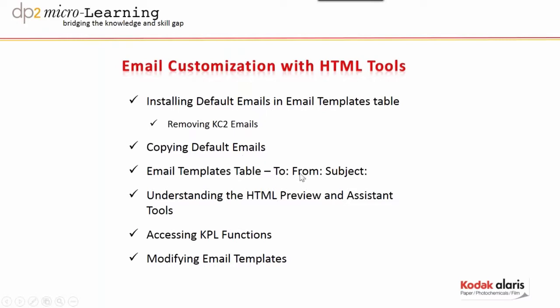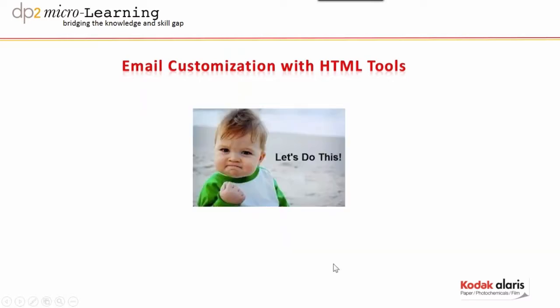The email templates table is your to and from and your subject line. And then I want to give you an understanding of how to use the HTML preview and assistant tools to customize your own emails, probably starting with one of our generic ones, though not necessarily. I want to show you how to access the KPL functions that make good things happen, kind of like macros, but in HTML and KPL terms, that return what you want out of your database to send in your emails to your customers. This is an email customization class, but the same rules will apply. Here's our trusty little guy that says, let's go do it.